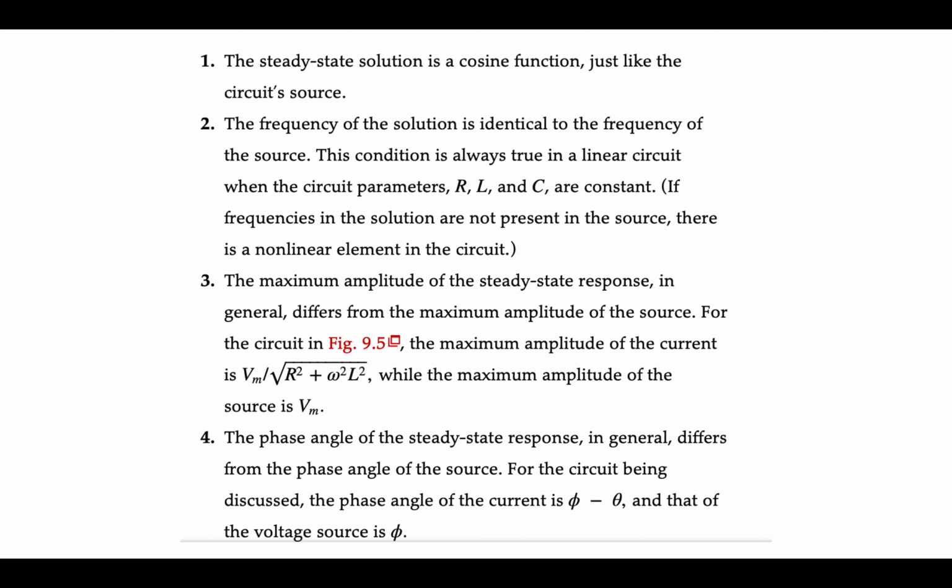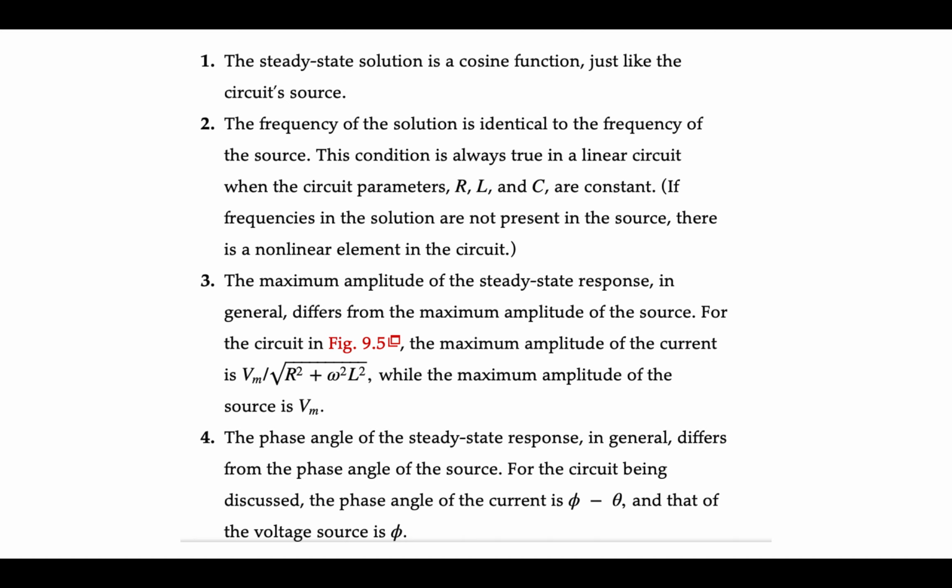Okay, so now what we want to do is think a little bit about what happens when we actually have an AC voltage in a circuit. So if we have an AC source that looks like Vmax cosine of omega t plus phi, then there are a few things we can say about what happens in the circuit.